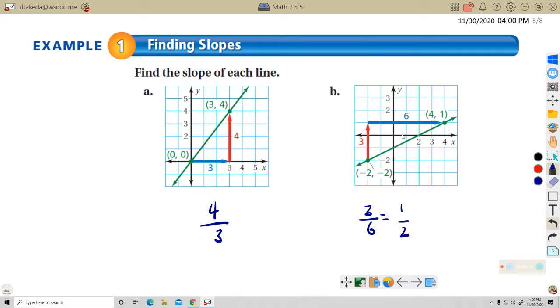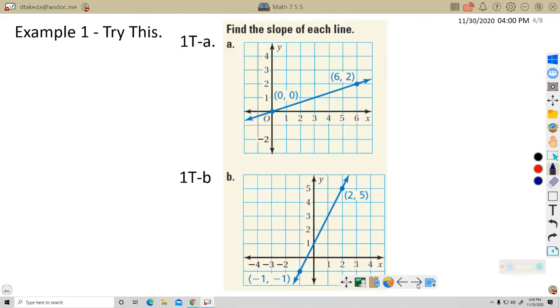Because look what basically happens here. If I go up 1, then I'll find another point on the line if I go 2 to the right. Up 1, 2 to the right. Find another point on the line. See? That's why these are in proportion to each other.